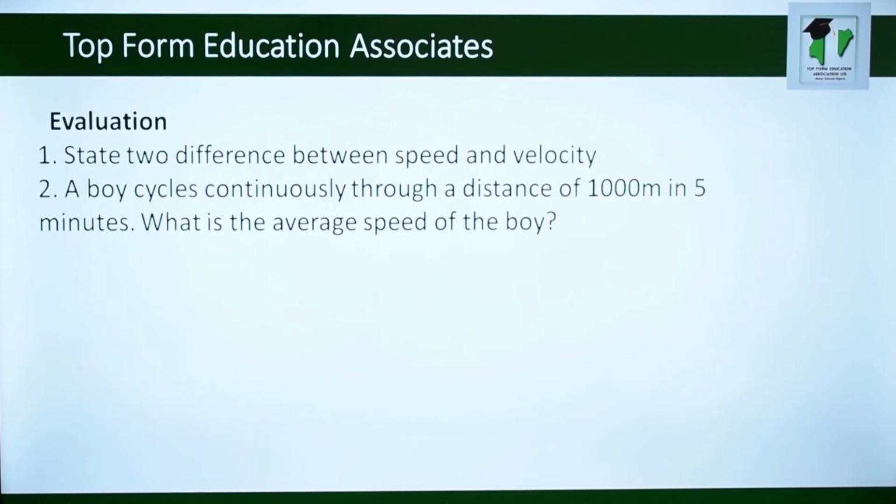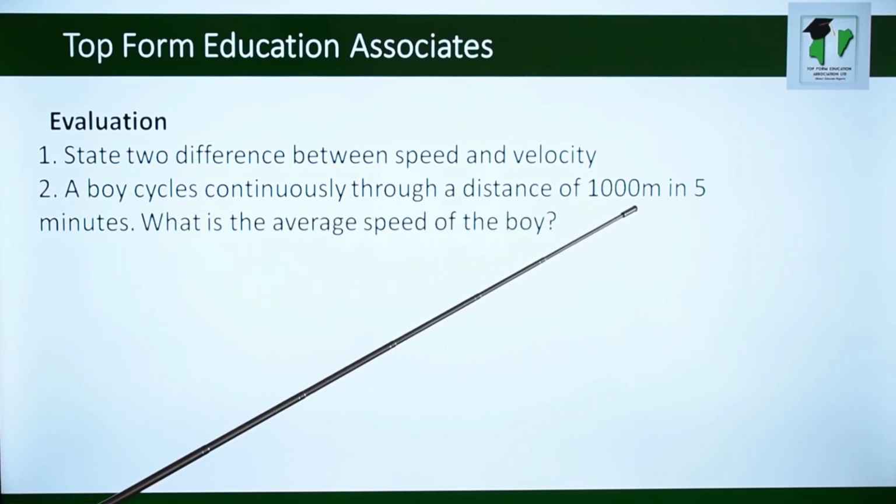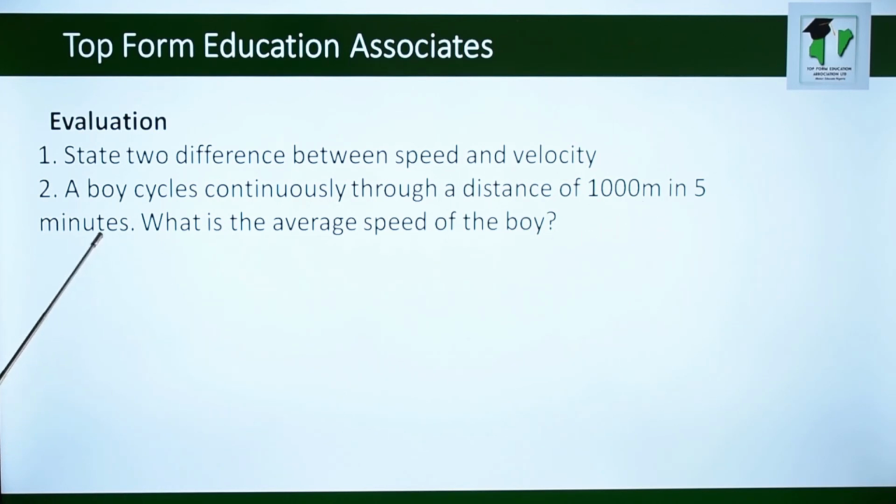Evaluation. We want to see whether you are able to get what we discussed in this topic. The first one says state two differences between speed and velocity. Number 2, a boy cycles continuously through a distance of 1,000 meters in 5 minutes. What is the average speed of the boy? So I want you to work on this.